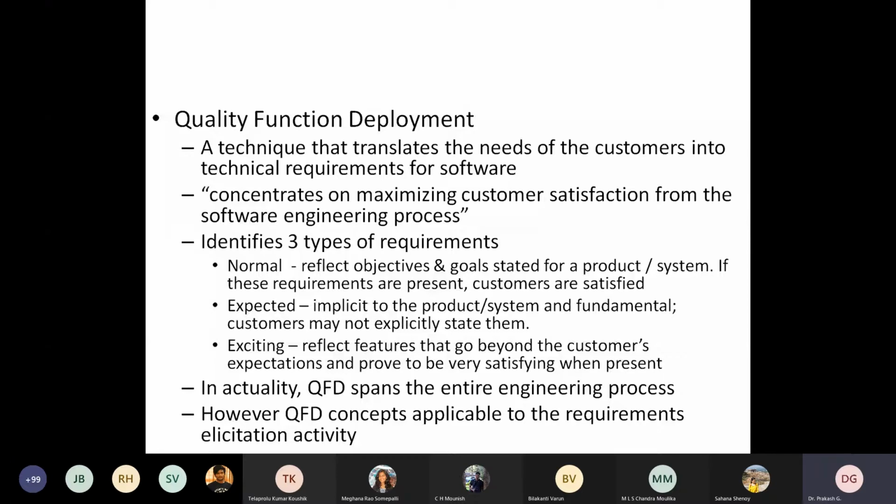Now my question is to everyone. If you are developing an application, or if you are considering yourself as a customer, what is the requirement that is considered to be exciting for a student management system? Shall anyone tell me? Any one requirement, or if you know multiple requirements, that is also fine. Exciting requirements.